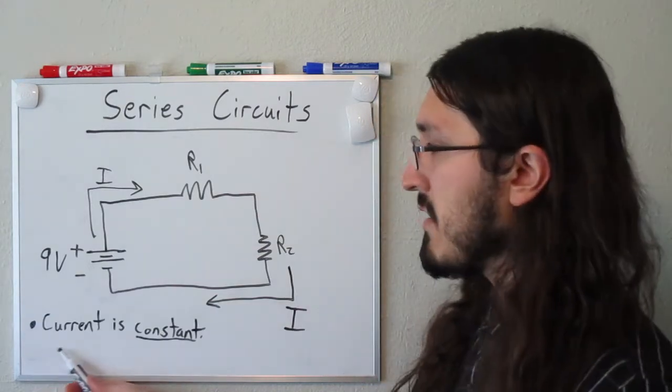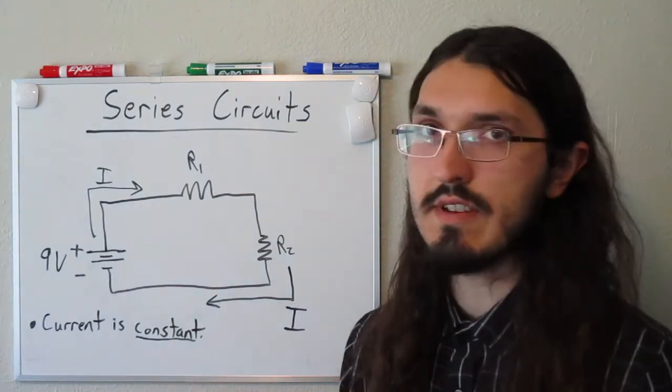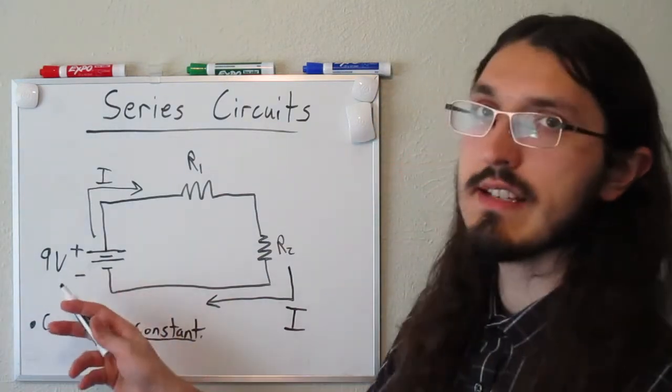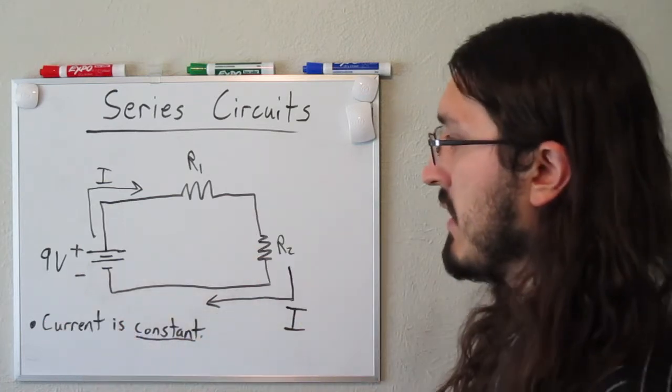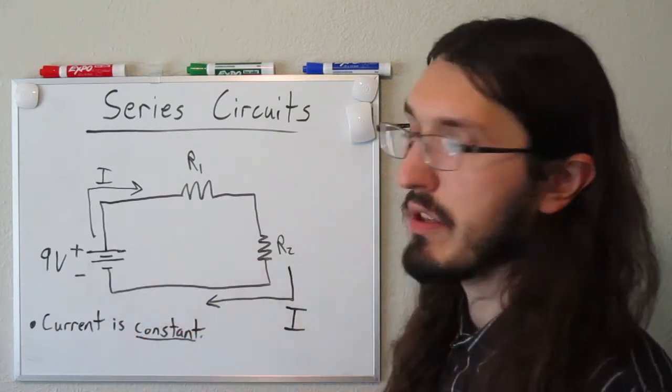Okay, so I've written that out here. Current is constant in a series circuit. As long as the voltage stays the same and as long as the resistors stay the same, current will be constant no matter where you measure it.